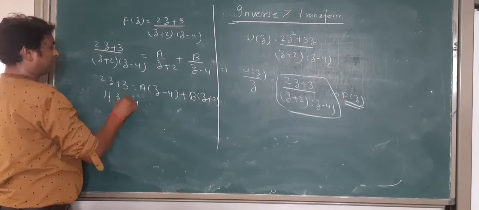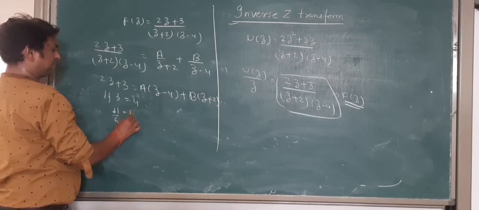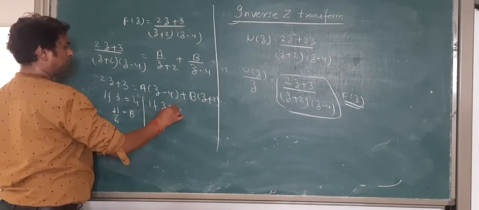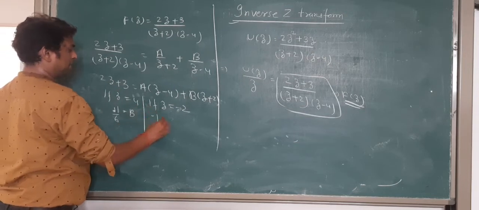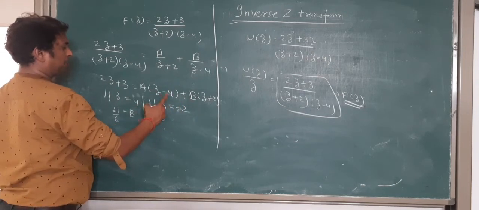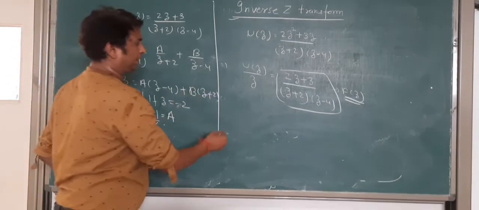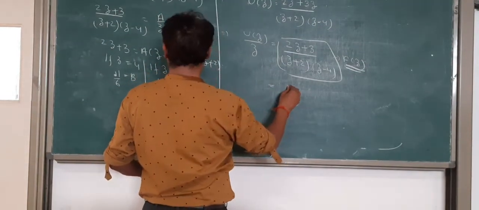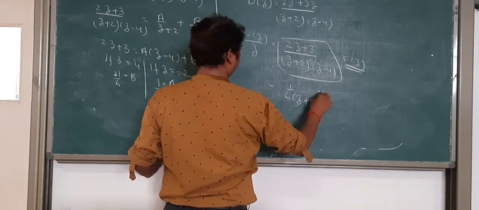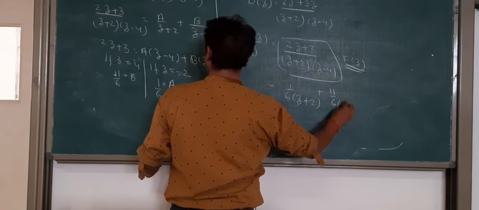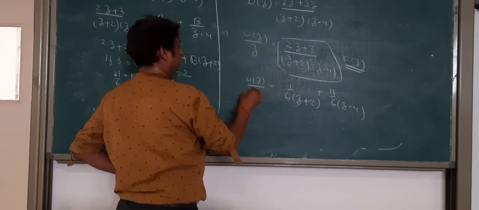Put z equal to 4. What do we have? 4 times 2 is 8, plus 3, 11. So 11 by 6 is equal to B. Now z equal to minus 2. What do we have? Minus 2 minus 4 is minus 6, and minus 4 plus 3 is minus 1. So this is 1 by 6, this is the A value. Now you have the partial fraction. Just put in the A value: 1 by 6 upon (z plus 2) plus 11 by 6 upon (z minus 4). This is your U(z) by z. This is your second step.